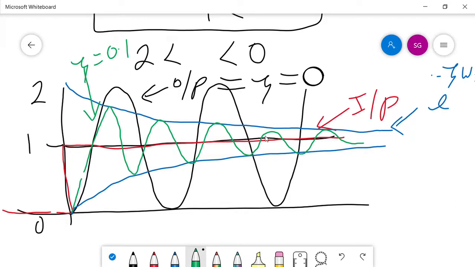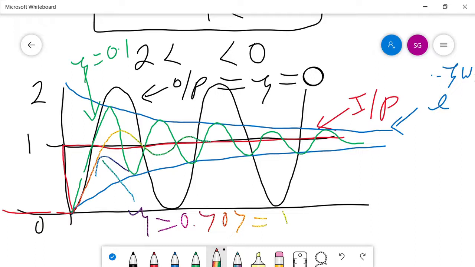It is analyzed that at zeta equal to 0.707, that is 1 upon root 2, the system gives the best response. So at 0.707, let us say, it will behave like this. So it will have the best response. So this is for zeta equal to 0.707, which is equal to 1 by root 2.